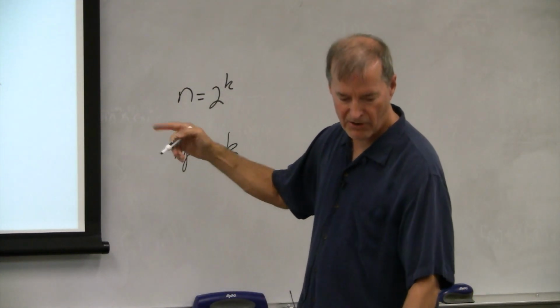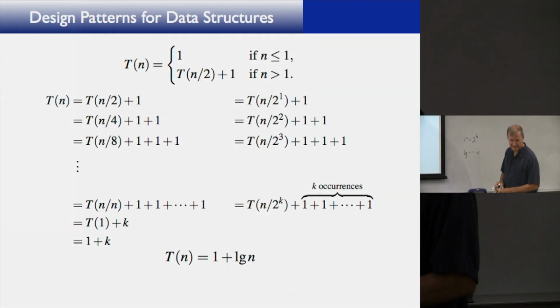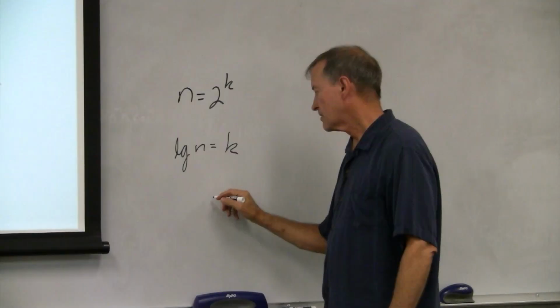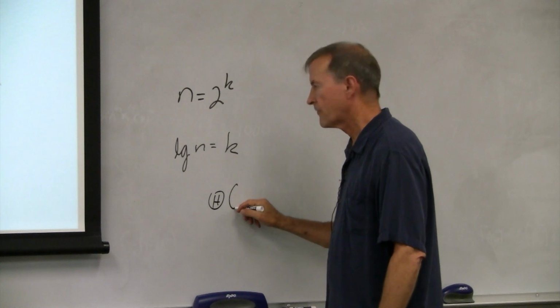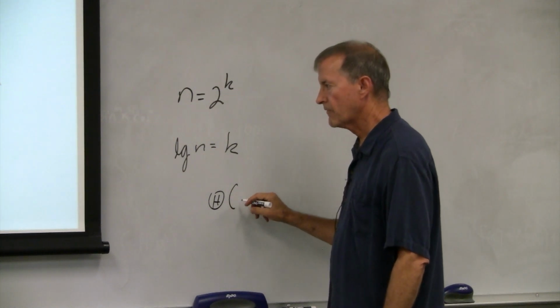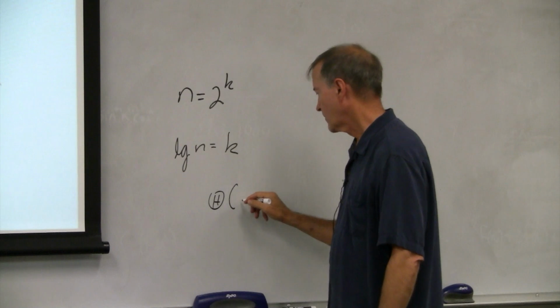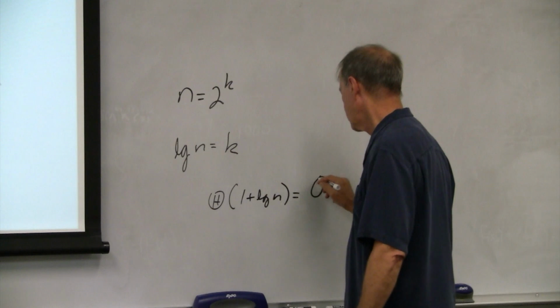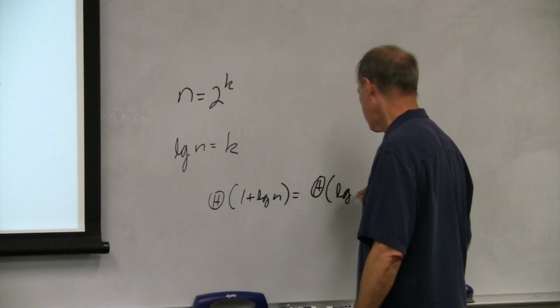So there are k occurrences of that, and therefore T of n is 1 plus log n. And so what's the big theta of this? Big theta of log n. Do you have to do something like plus big theta of 1? That's a good question. 1 plus log n equals big theta of log n.